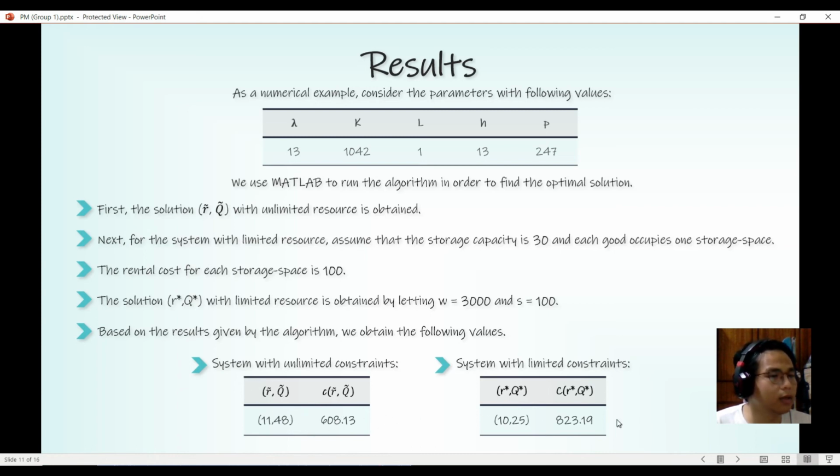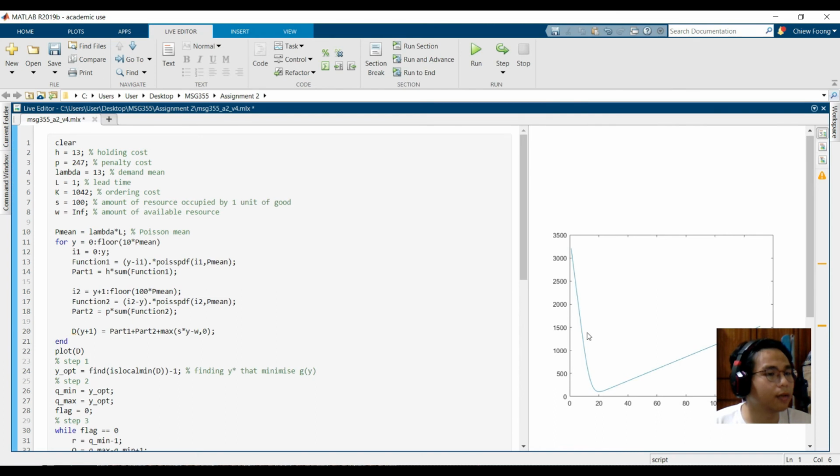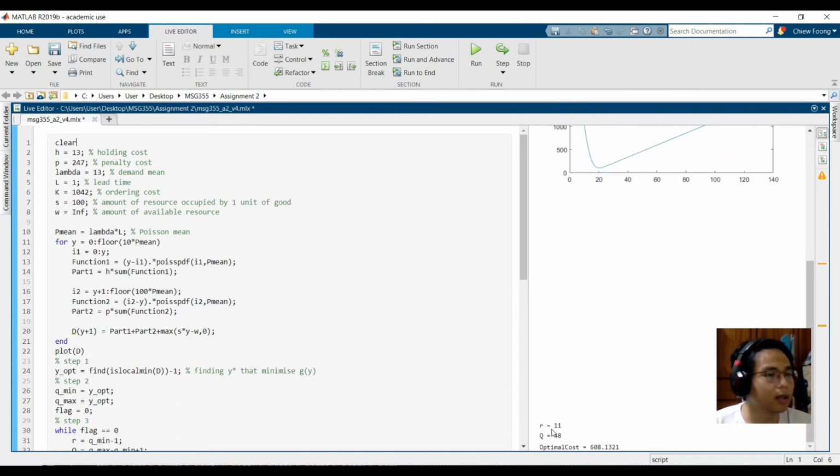We obtain these values by using MATLAB coding. So this is our coding. We have to key in the values of our parameters here. For the case with unlimited resource, we can let W equal infinity. Now we run the coding. And we can see that our function g is convex and has one minimal point. We also obtain r equals 11 and q equals 48. The optimal cost is approximately equal to 608.